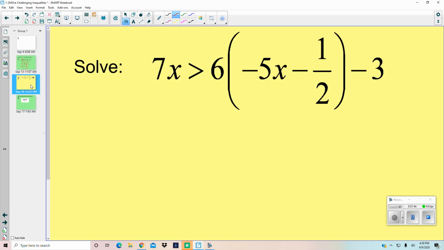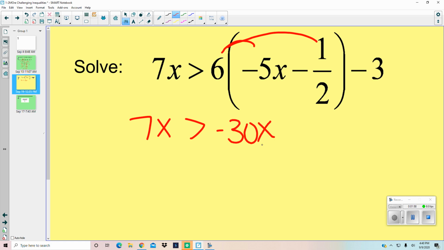Okay, let's look at another one. Here we have parentheses on the right. So I have the 7x. I'm going to multiply by 6. That's going to give me -30x. 6 times -1/2 is -3. And then I have this -3 outside the parentheses.